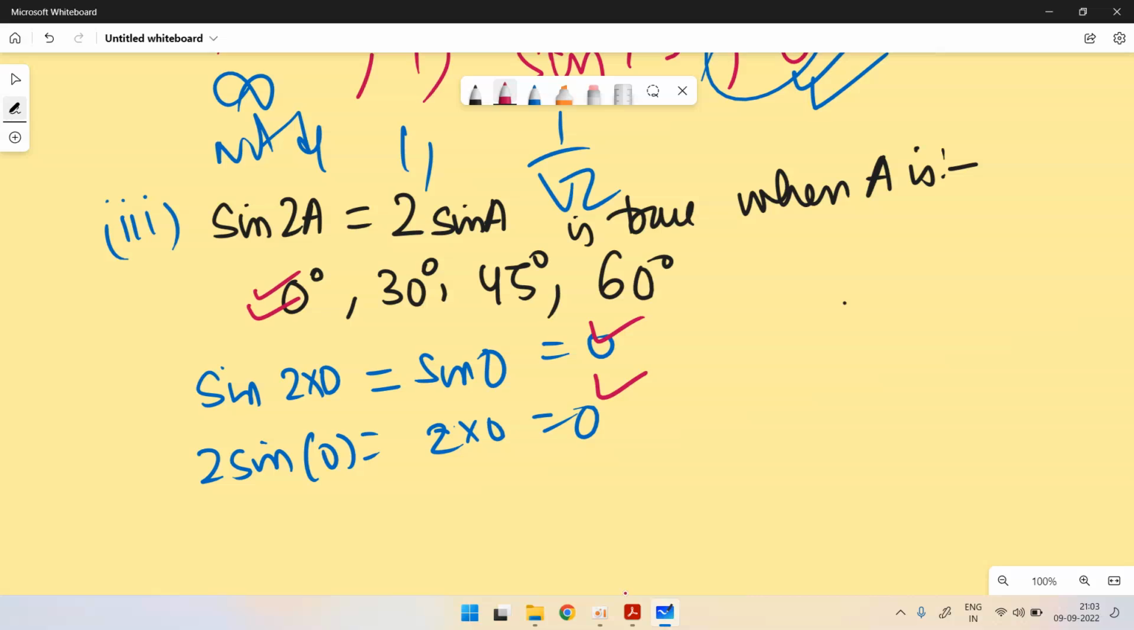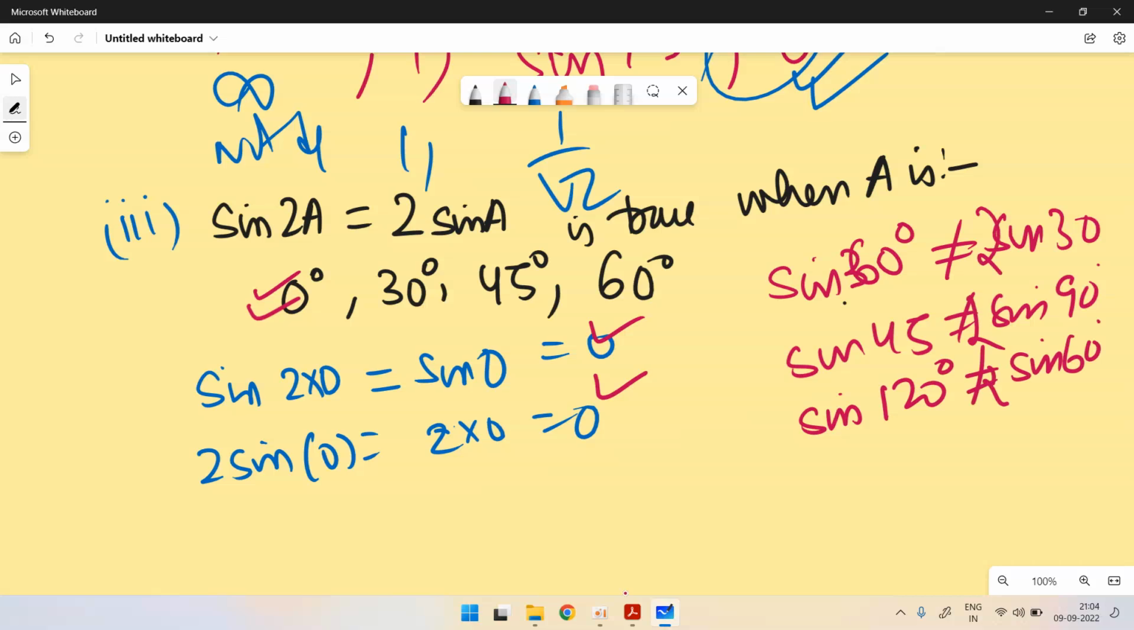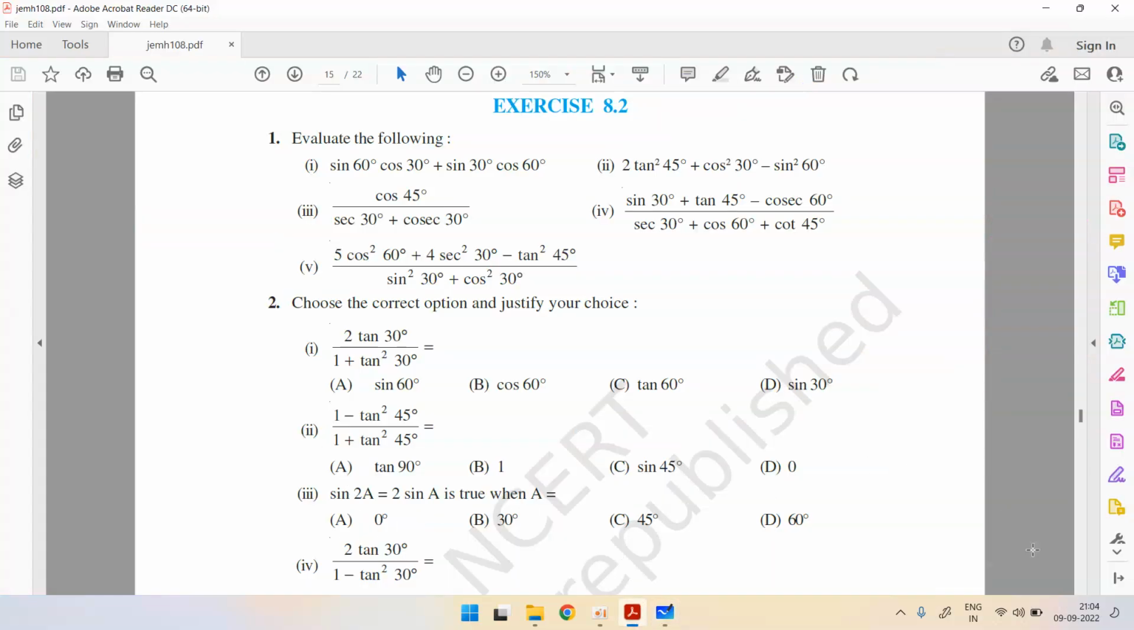And if you put 30 degrees, sine 60 degree is never equal to 2 sine 30 degree. Next, sine of 90 degree is never equal to 2 sine of 45 degree, and even sine of 120 degree will never be equal to 2 sine of 60 degree. So only for 0 it is satisfied, hence A is correct.